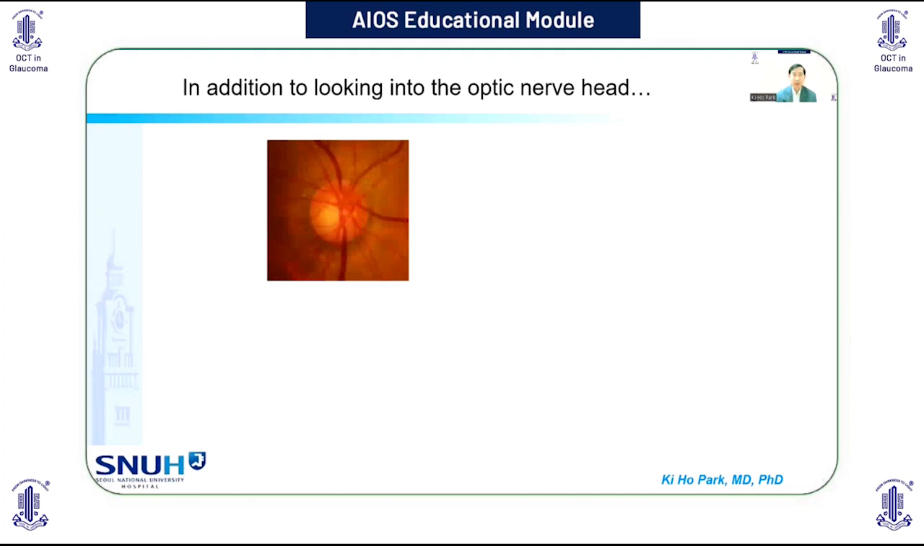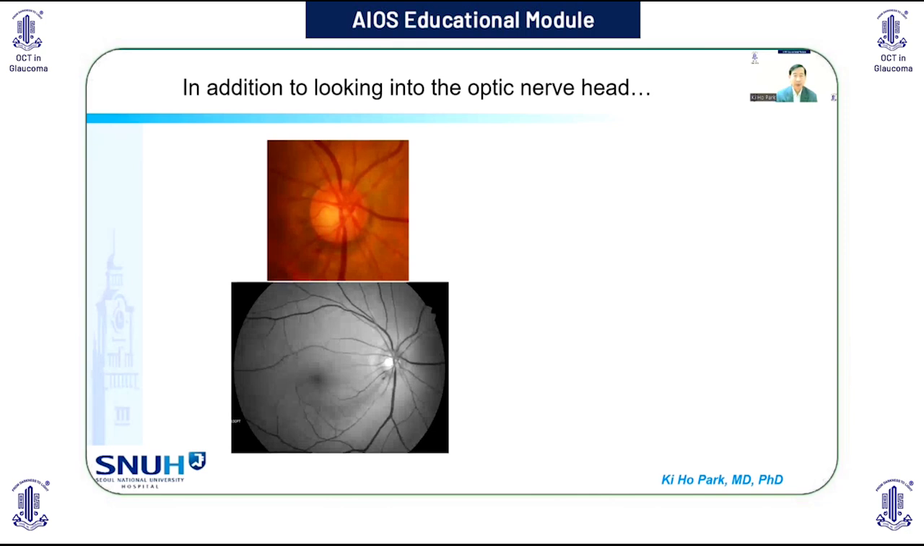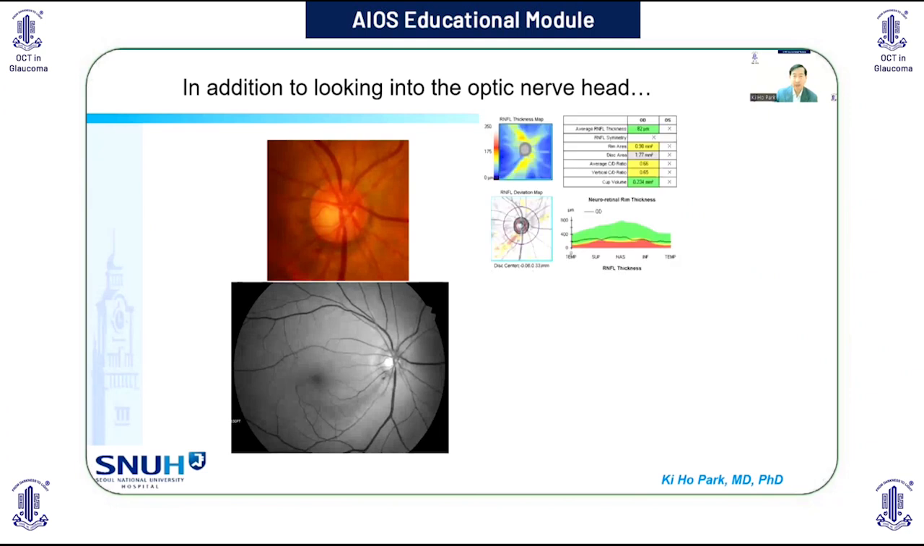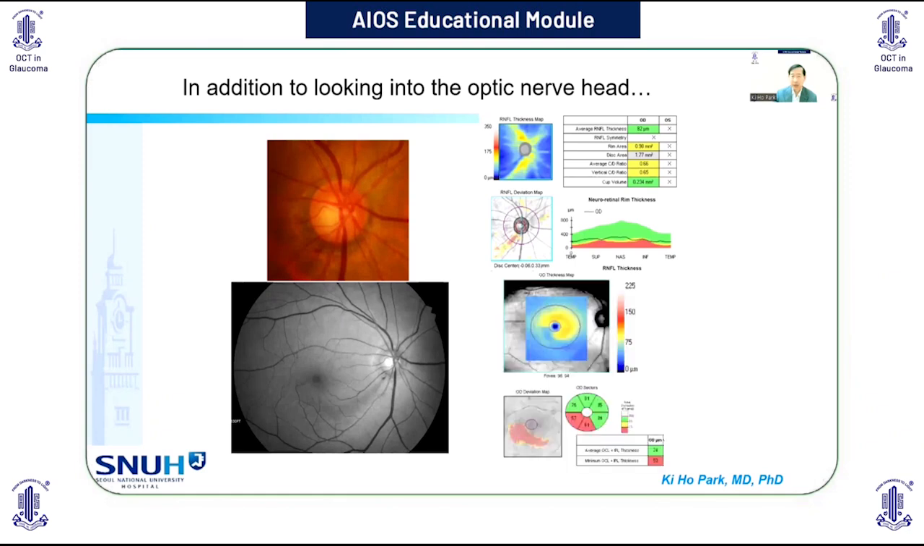At the beginning, we looked into the optic nerve head to diagnose glaucoma. After that, we also look at the retinal nerve fiber layers for the defect. And recently, after development of OCT, we're also looking at the optic nerve and retinal nerve fiber layer thickness. And also, we look at the retinal ganglion cell layer in the macula.